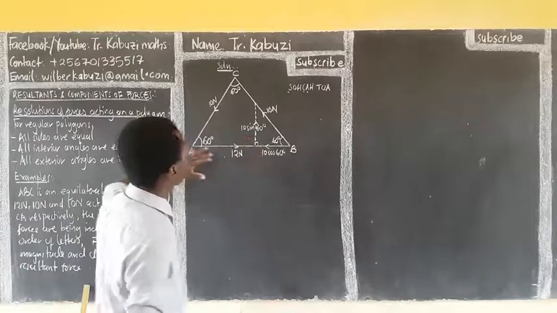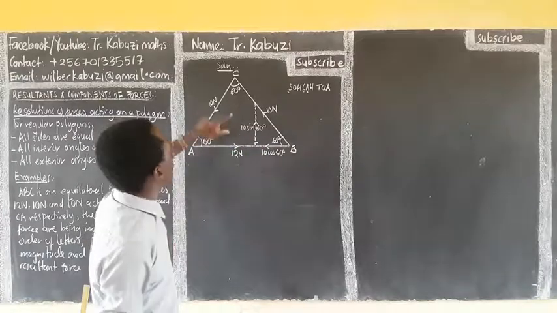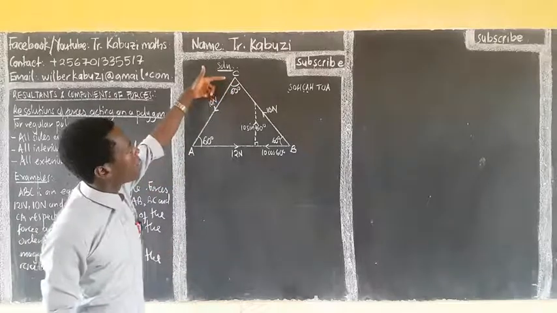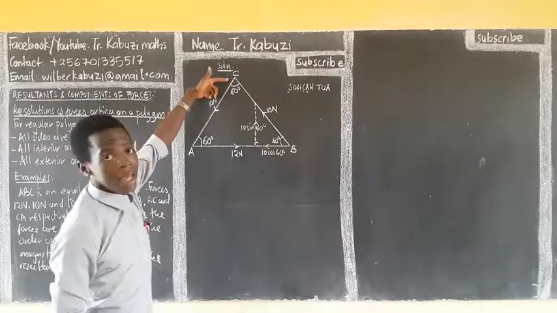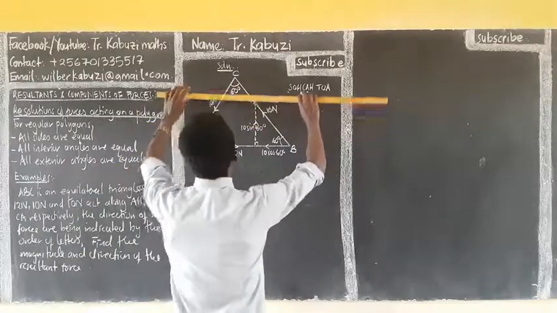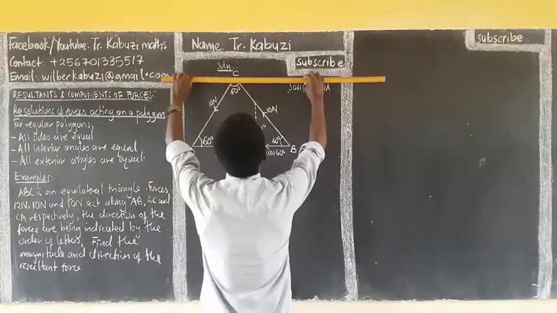This AB force is going to be duly horizontal. Now I need to resolve this other force. To resolve this force, we need to have a horizontal. So you get your ruler and then you draw that horizontal there at that point.